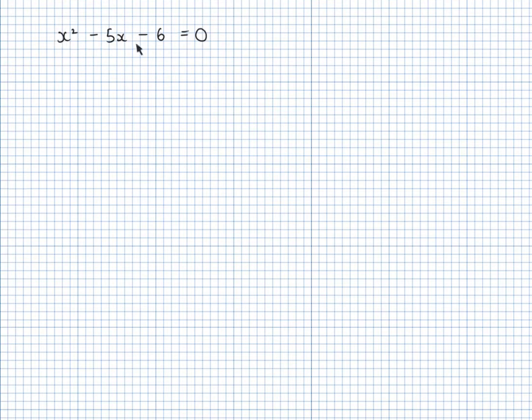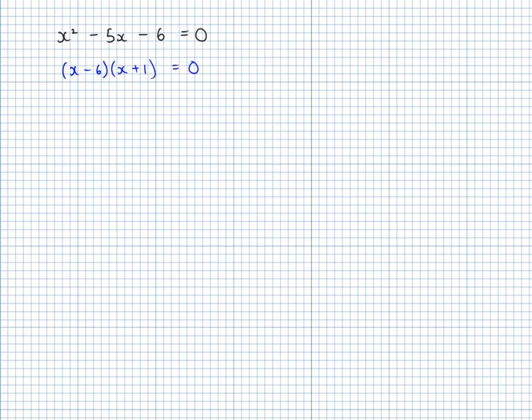So if I factorize the left hand side, I'm rewriting this same equation, but just factorized on the left hand side. And I know to factorize a quadratic expression like this would be to think about two numbers that multiply to give me -6, and when I add them I will get -5. I know that will be -6 and +1. So I'm going to have x take away 6 and x plus 1.